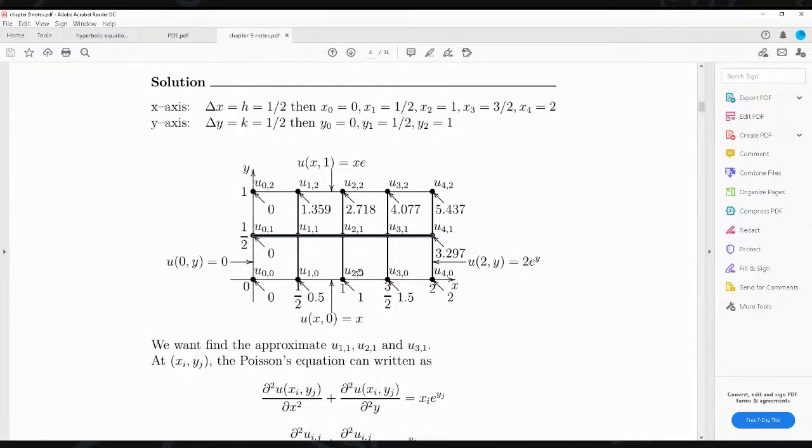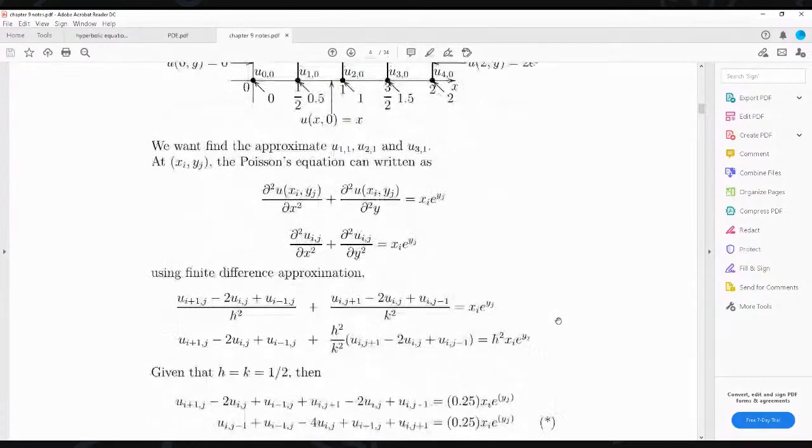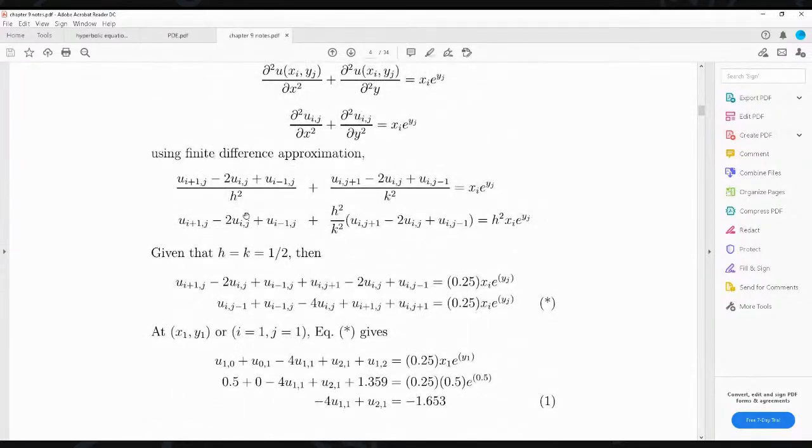So all the dots here at the boundary have a value. So we just want to find u11, u21, and u31. So how to do that? All right, to do that, we need to apply the finite difference method from chapter 5.